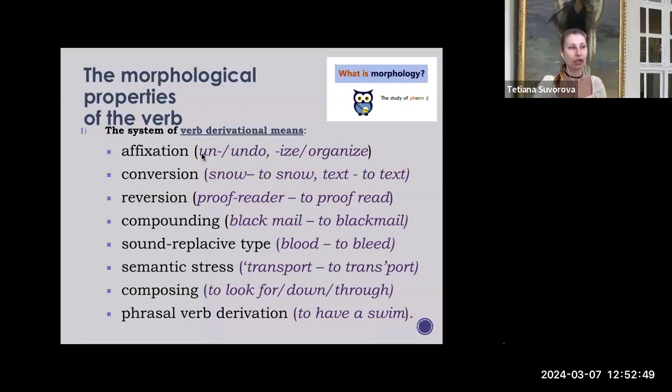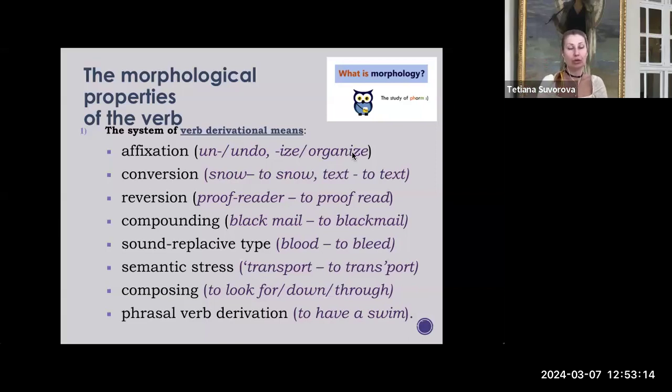So, for example, un- and do: we just combine them and we receive the verb undo. Or it can be the suffix -ize, as in organize. So we just add this to the word, to the stem, and form the verb.